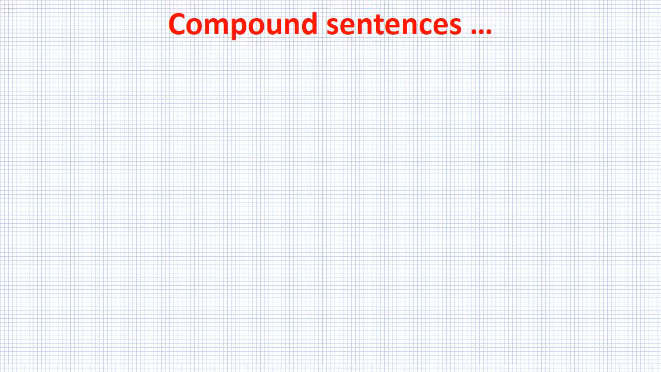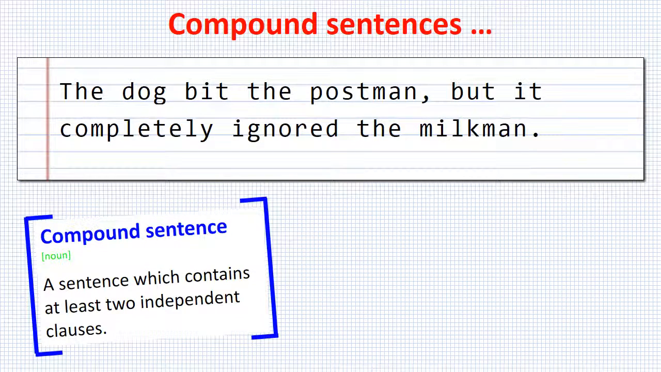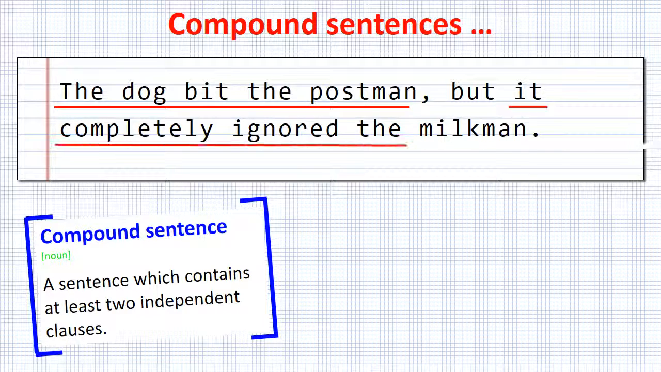Okay, so back to the dog and the postman. Now we want to add more information to this simple sentence. So here we now have a compound sentence. Compound sentences consist of more than one clause, but each clause has equal weight in the sentence and is independent of the other clauses. A comma separates the clauses, and we use a coordinating conjunction to connect the clauses.